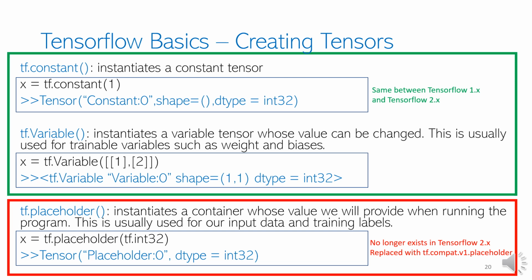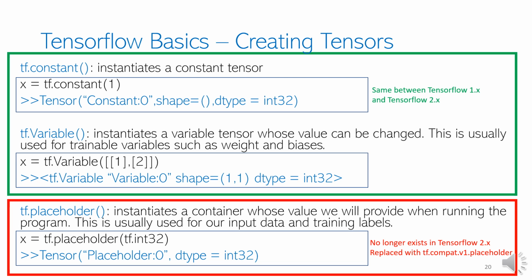If you want to create tensors, you'll have multiple options. The simplest case is to use tf.constant. This will instantiate a constant tensor for you. For example, in this case, x is a constant tensor holding the value of 1. And as you see, the dtype here is inferred from the value 1, which was an integer.